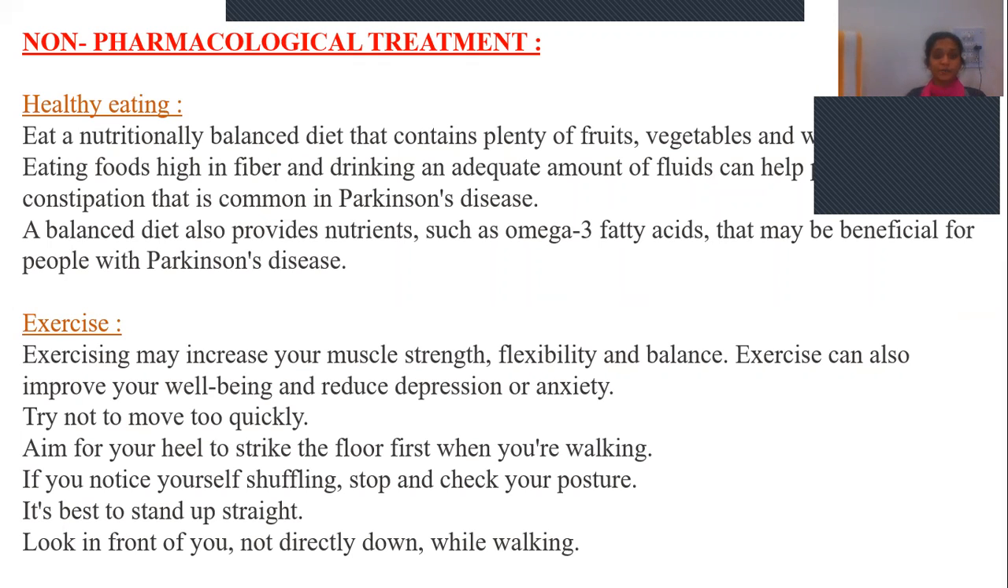And it's best to stand up straight. Instead of leaning or bending this way, it's better to stand up straight. Look in front of you, not directly down while walking. When you're walking, just look forward, don't look down. Why? Because it may cause further dizziness. Because of that, they should look straight instead of looking down while walking.